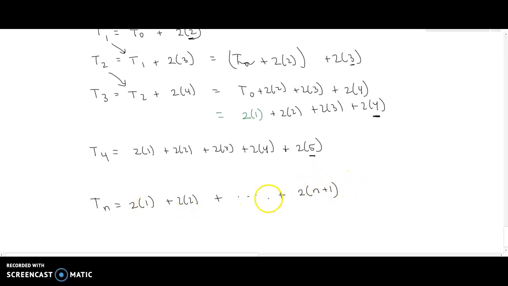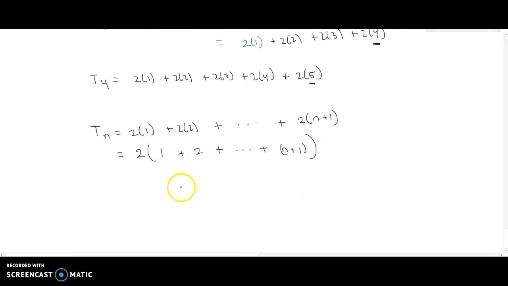Now I see that this is an increasing arithmetic series. It's the sum of the first n plus 1 non-negative, non-zero integers. So if I factor out a 2, this is 1 plus 2 plus all the way up to n plus 1, all of those individual positive whole numbers. And what I know is that if I want to add up 1 plus 2 all the way up to some n value, that's going to be n times n plus 1 over 2.